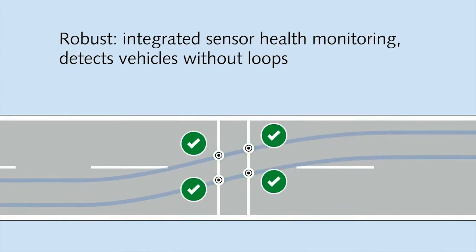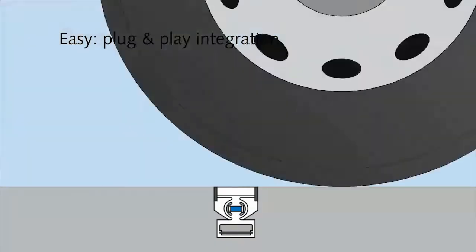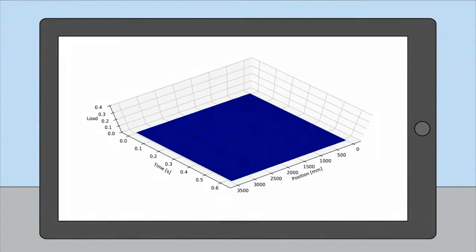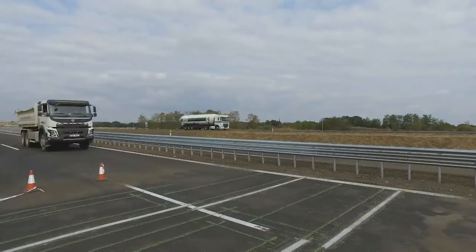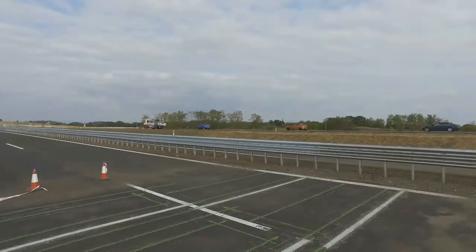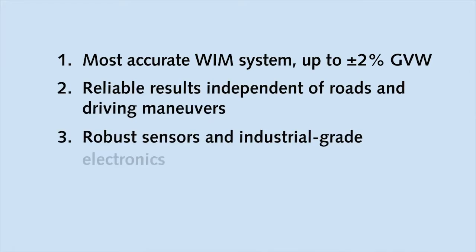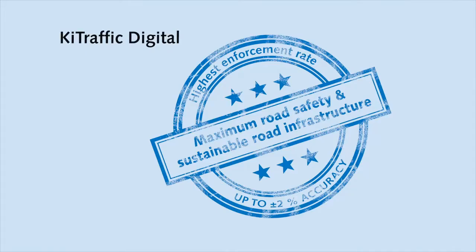It uses highest quality electronics and informs the users of the health status of the sensors installed in the road. The intelligent WIM system provides comprehensive data and allows easy integration in higher-level systems, such as weight enforcement or toll collection systems. In short, Kistler has created the most advanced WIM system to date, already installed in public roads. It is the most accurate, reliable, and robust solution, plus it is easy to integrate. Therefore, KiTraffic Digital can clearly contribute to a higher road safety and a more sustainable road infrastructure.